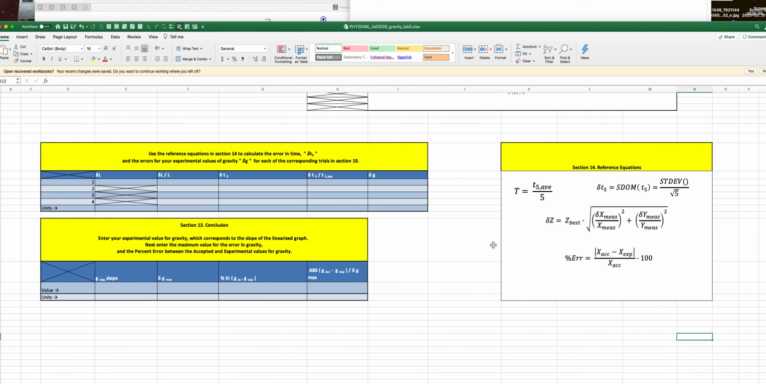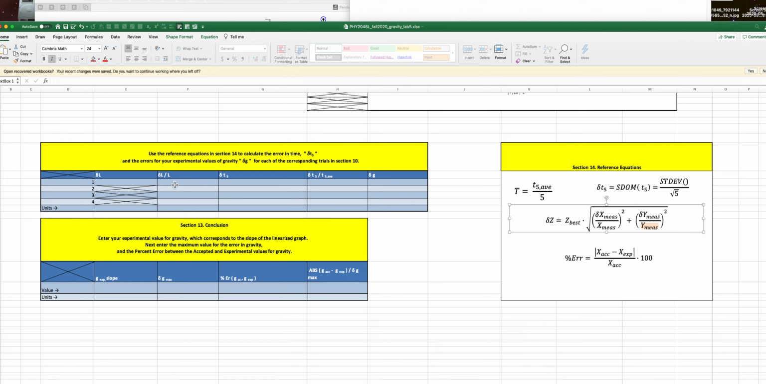So there's two measured values. There's going to be the length and time. So this is going to be the error in the length divided by the actual length. And this is going to be the error in the time divided by the actual time. Take those two numbers, square them, and take the square root of those numbers.